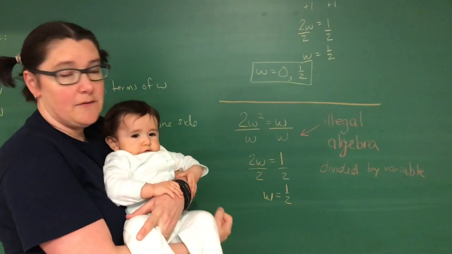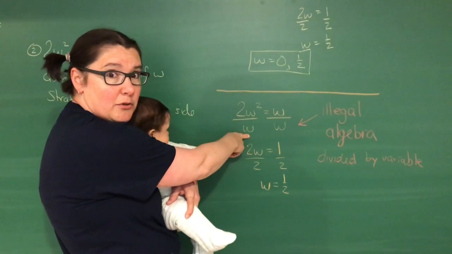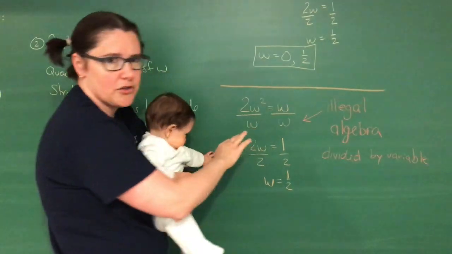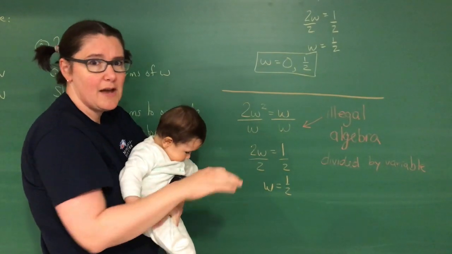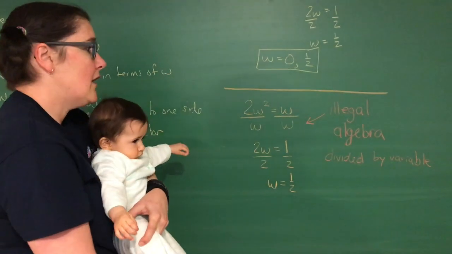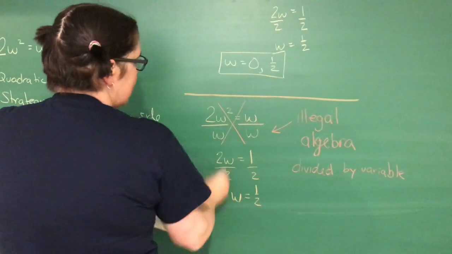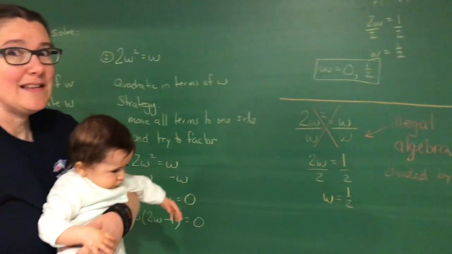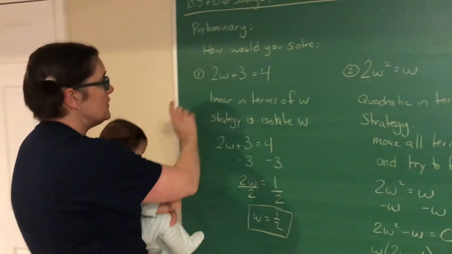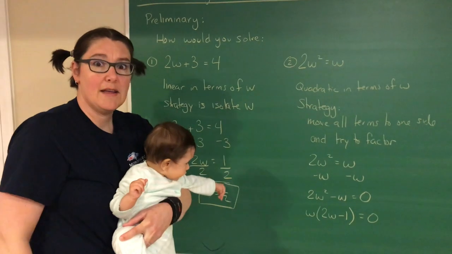But what you want to be careful of is you never, ever want to divide by a variable, because it's possible that the variable you divided by could be equal to 0. Now, if you know for sure that that variable is not equal to 0, you can go ahead and divide. But if that variable could be equal to 0, you do not want to divide by it. So this method of dividing to cancel out one of the w's is not the way you want to go. Okay. So again, we have our linear equation where we isolate the w. We have our quadratic equation where we move everything to one side and factor.